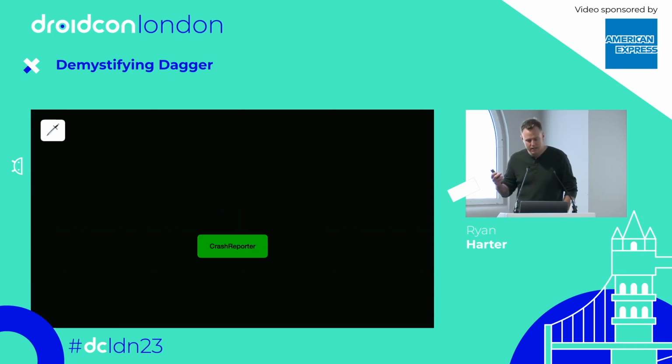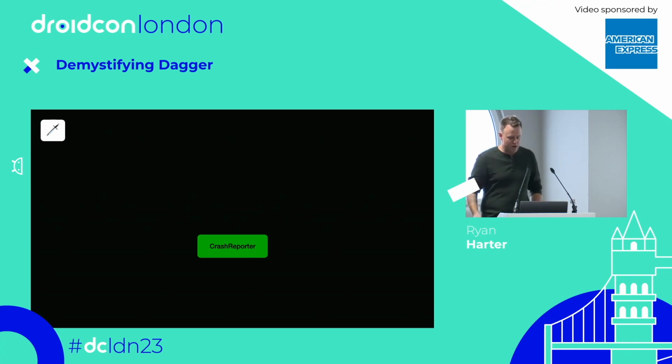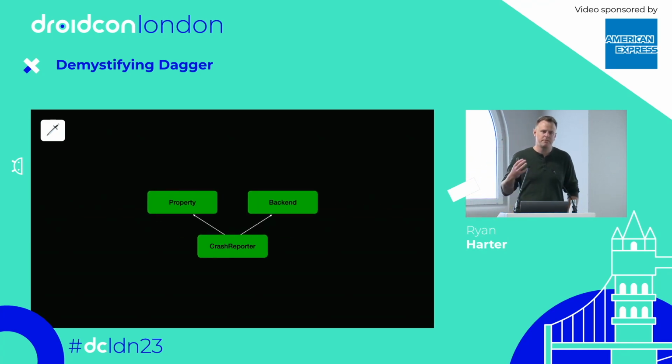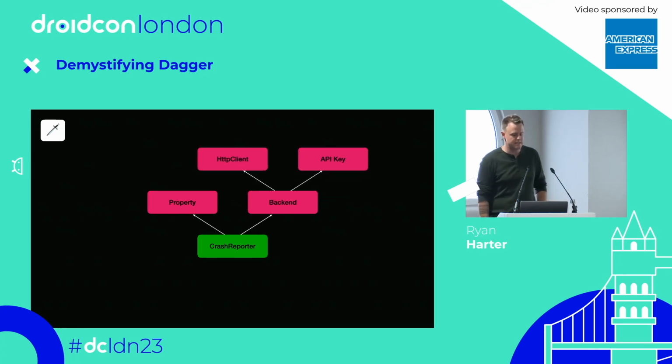So to start out, we'll use an example here. Let's say we have a crash reporter, and the crash reporter might use something like user properties, a user ID, something like that. And it would also need to use a back end to be able to report those crashes somewhere. And those are the dependencies of the crash reporter. The crash reporter depends on those things. They might have their own dependencies.